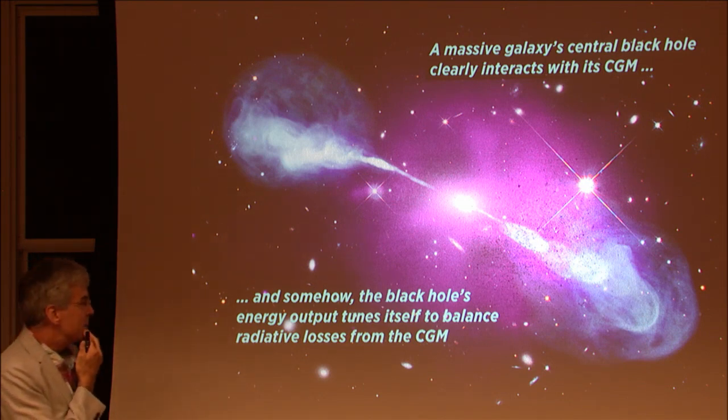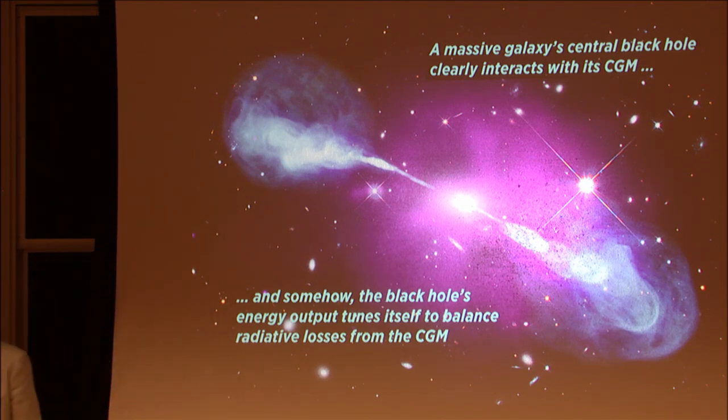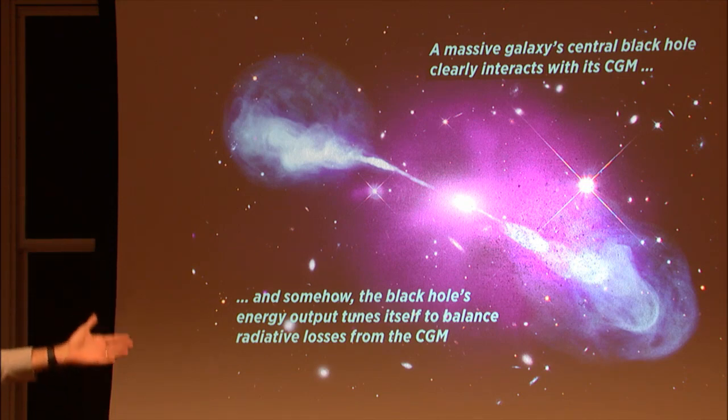And the thing that has been really puzzling to understand is somehow this looks like a finely tuned system. The black hole down at less than a parsec seems to know how much energy to put out to regulate the radiative losses in a region with a radius of tens of kiloparsecs. How does that possibly work?